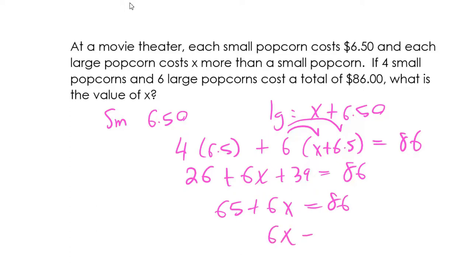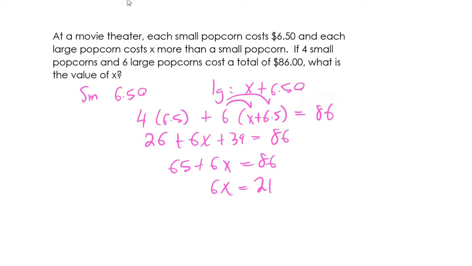Take away 65 from both sides. 86 minus 65 is 21, and now we're dividing both sides by 6, and we get 3.5, and that's telling us that x is 3.5, and that's the answer to our question.